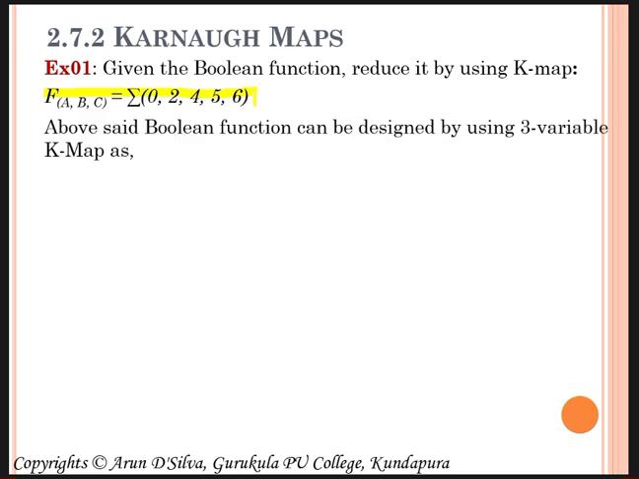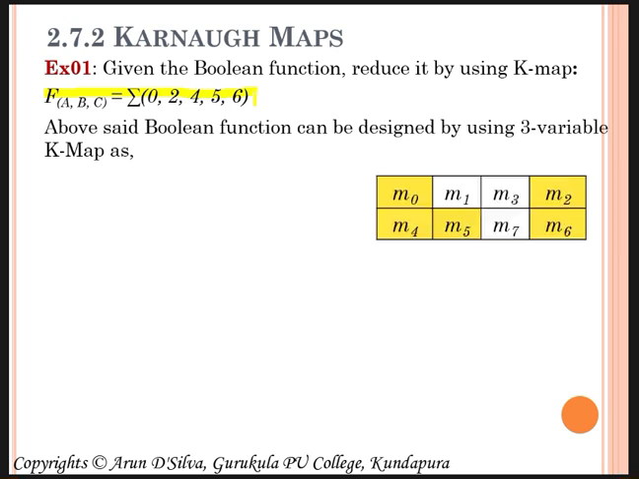This is the way. The above Boolean function can be designed by using a three variable K-map. Before designing, we have to keep it in our mind: M0 comes here, then M1 is not there, M3 is not there, M2 we have to consider, then M4 we have to consider, M5 we have to consider, M6, but M7 is not there. So that is the K-map.